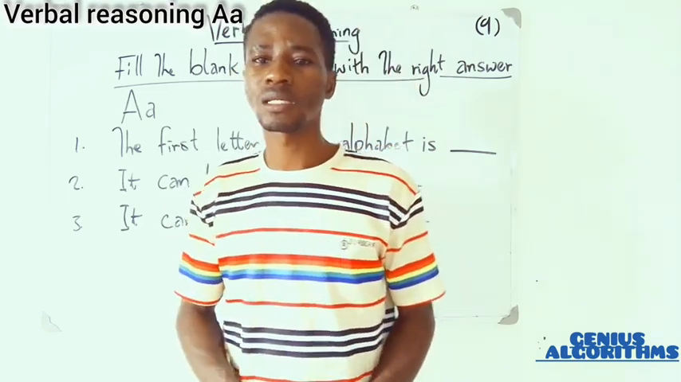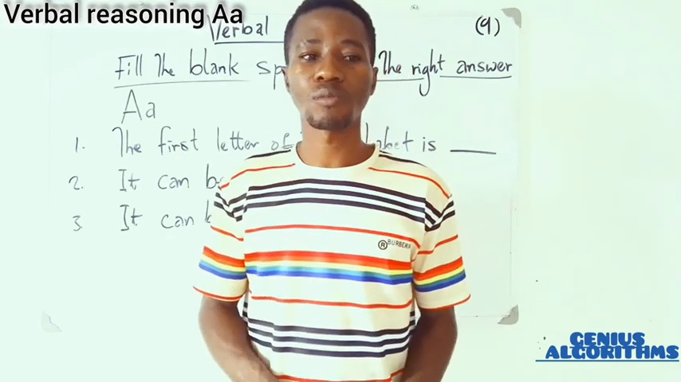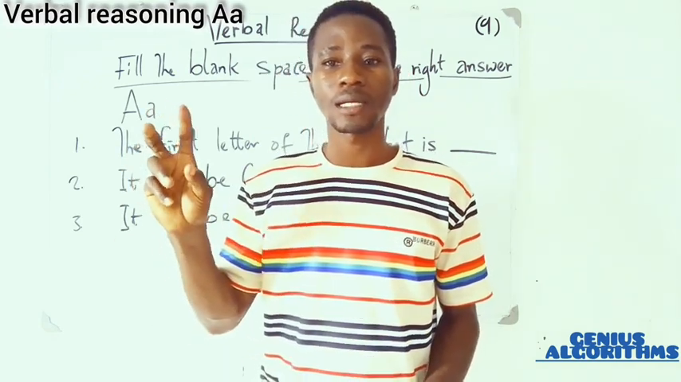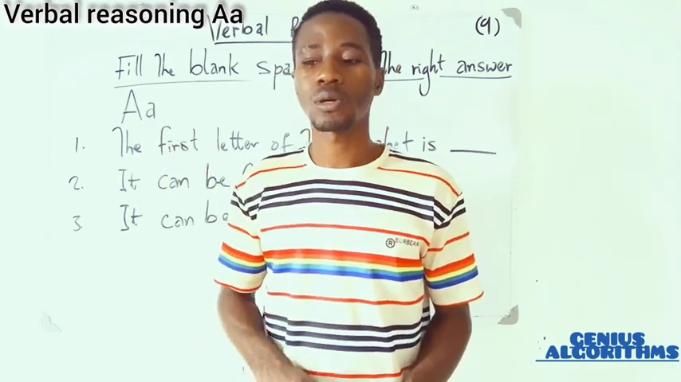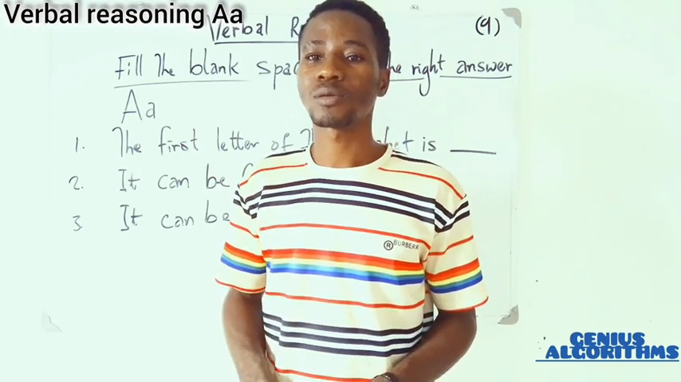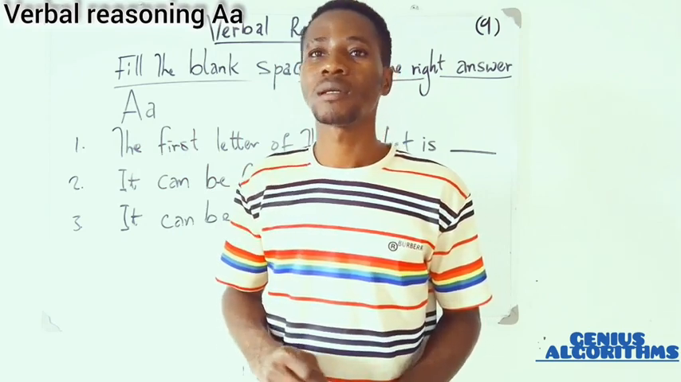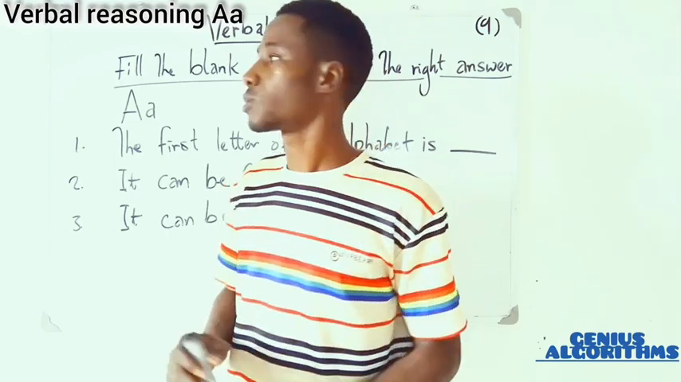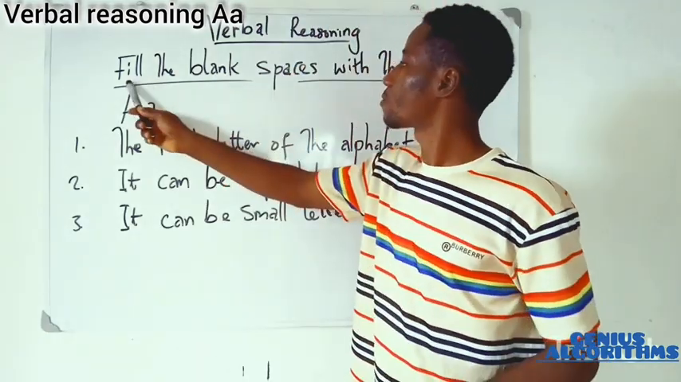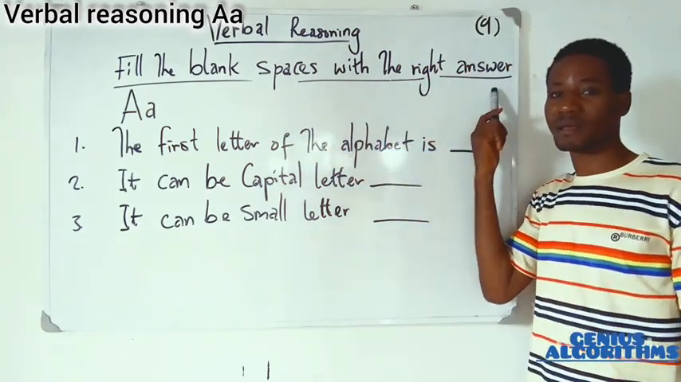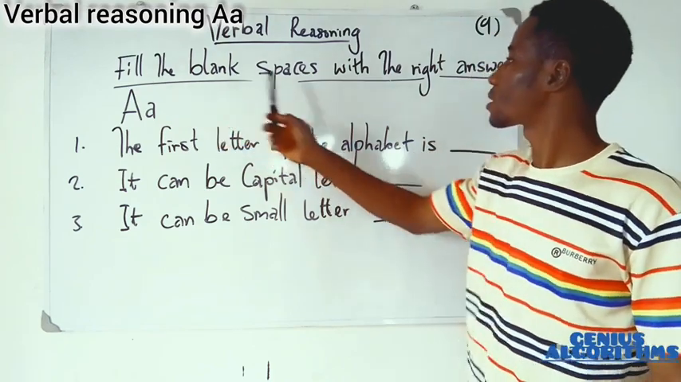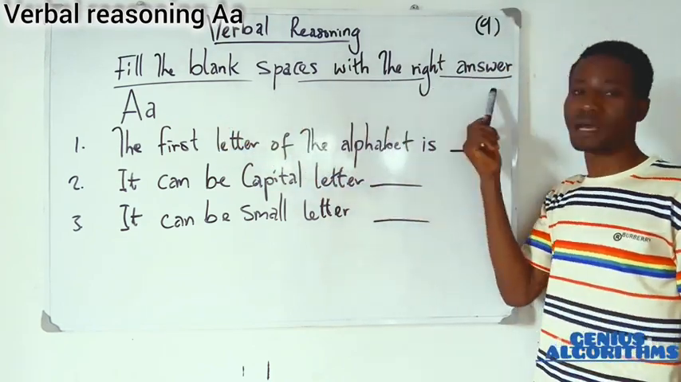What we shall be doing today is still on what we've done before: the capital letter A and then the little letter A. But we're going to run an exercise, and it's going to be what you've seen on the board. So, what's the question? Fill the blank spaces with the right answer.